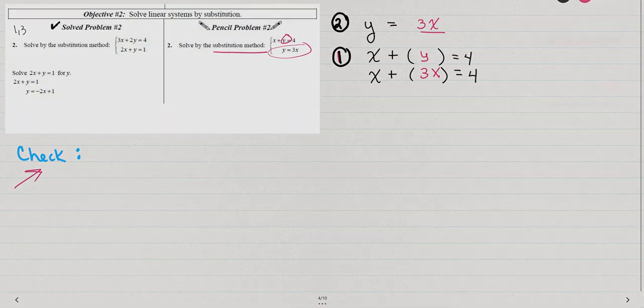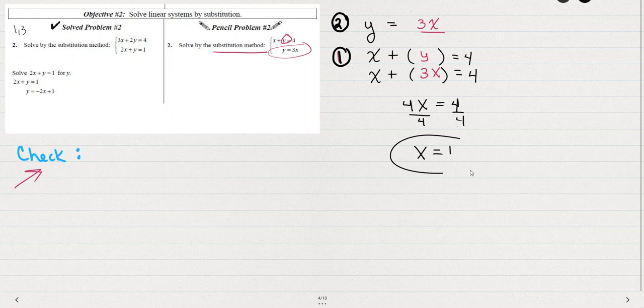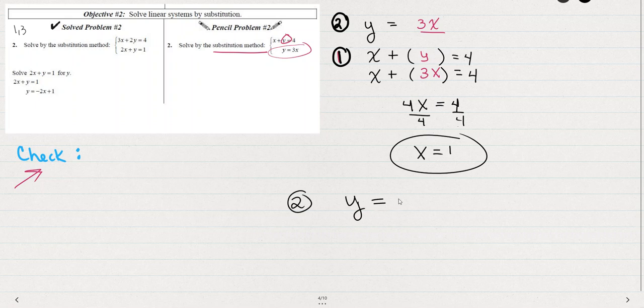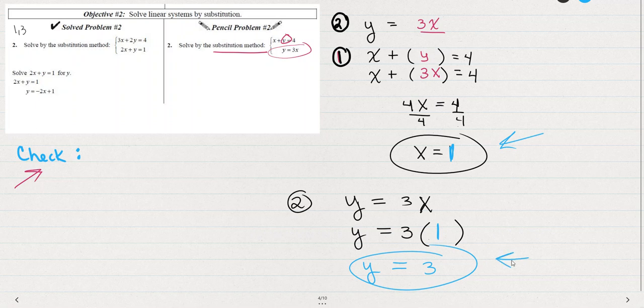x plus 3x is 4x. If 4x equals 4, divide both sides by 4, and I'd get that x is 1. So it looks like we have our 1, and now we want to solve for y. To solve for y, I'm going to go back to equation 2, y equals 3x, and I'm going to replace the x with 1. Now that I know that x equals 1, I can replace the x with 1 to get y equals 3 times 1, or 3. So it looks like x equals 1, y equals 3 is a solution.